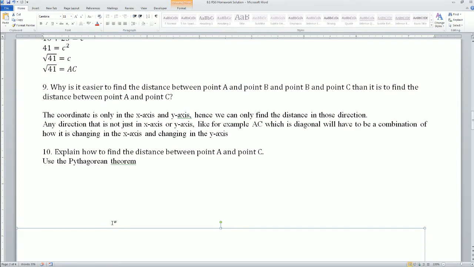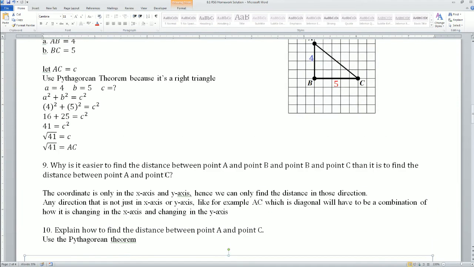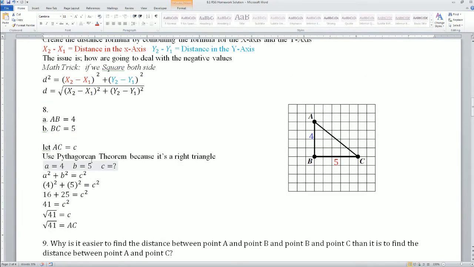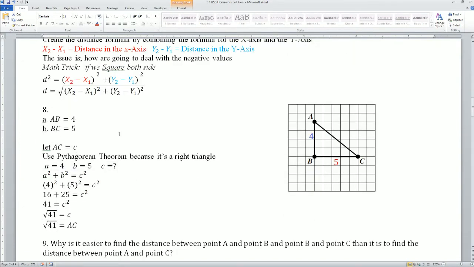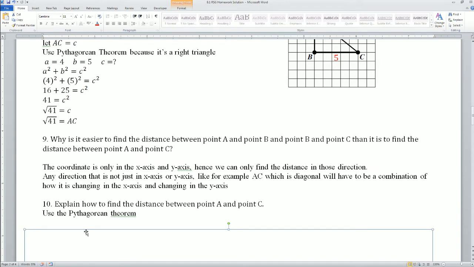Alright, 10. Explain how you find the distance formula for AC. Again, please refer back to 7 as the explanation and 8 as the example to answer 10. But in short, you would use the Pythagorean theorem.